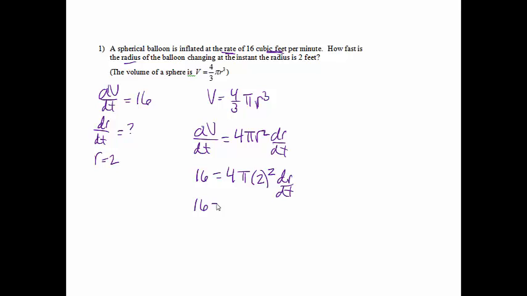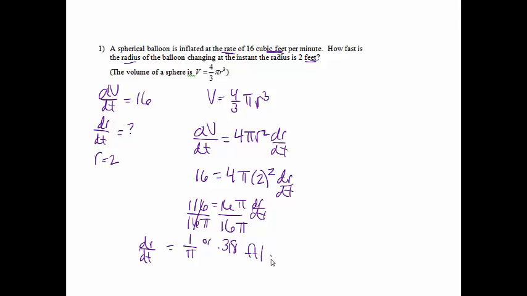So we're going to have 16 equals 2 squared is 4. 4 times 4 is 16 pi dr/dt. And now we'll divide both sides by 16 pi. The 16s cancel. Please notice that the pi is left on the bottom. So it's 1 over pi. Or if you wanted to make that into a decimal, it would be 0.318. So dr/dt equals 1 over pi, or 0.318. And radius is a one-dimensional object, so the radius was feet, so it's going to be feet per minute.